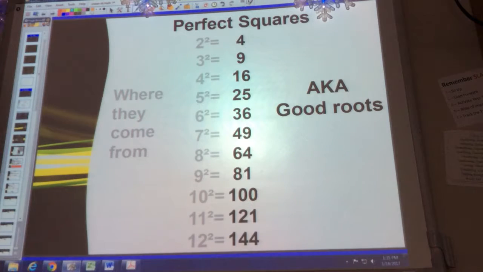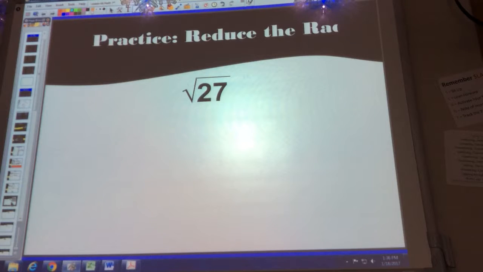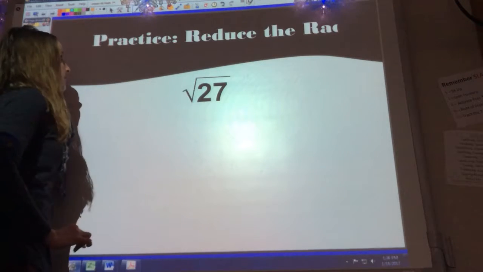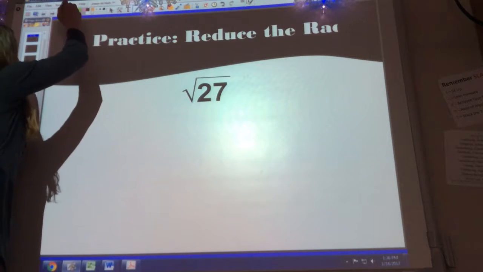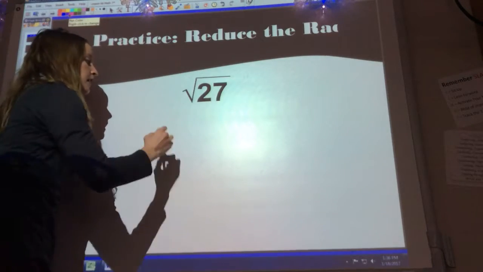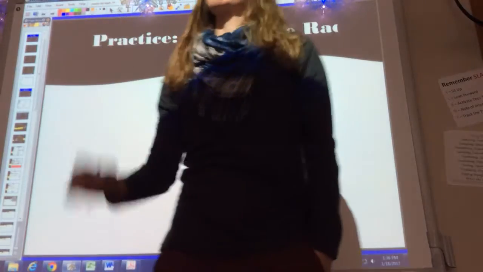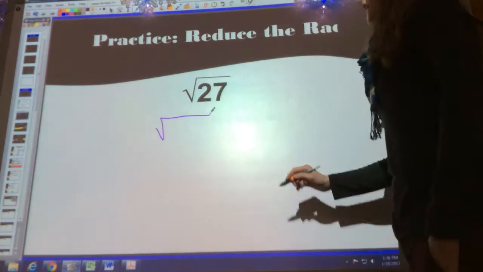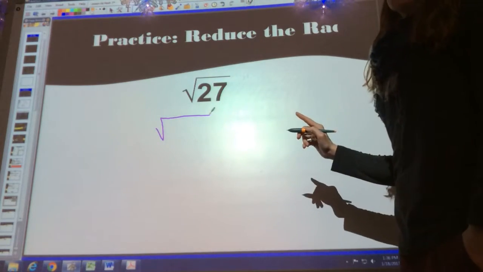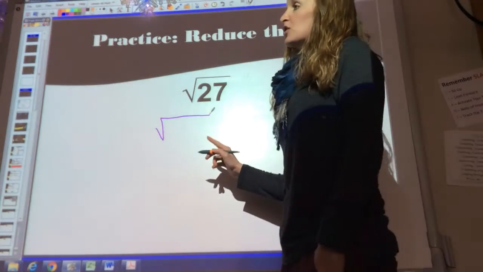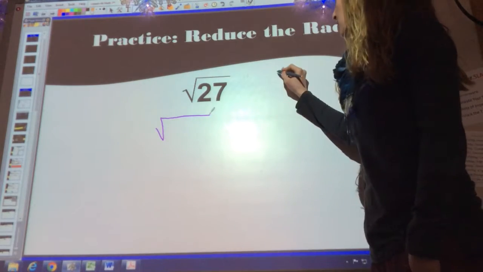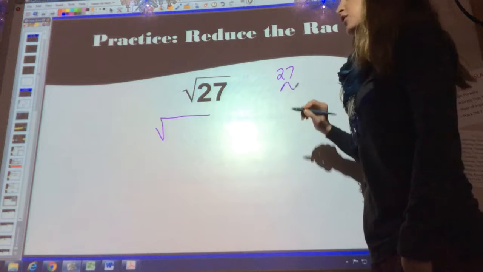So, with our perfect squares today, I would like everyone to write down the square root of 27. Can we use a calculator? And then, we're going to use prime factorization. We're going to use our brains. Thank you for asking, though. Okay? When it says reduce, they want the exact answer. So this is what we have to do. We have to do our prime factor tree.